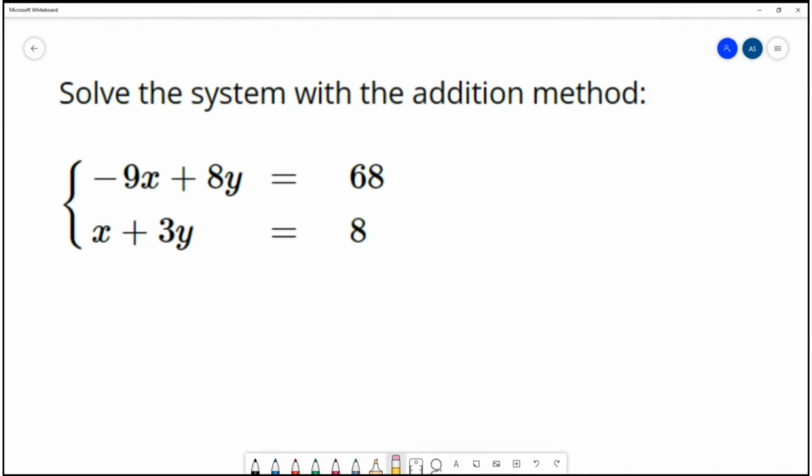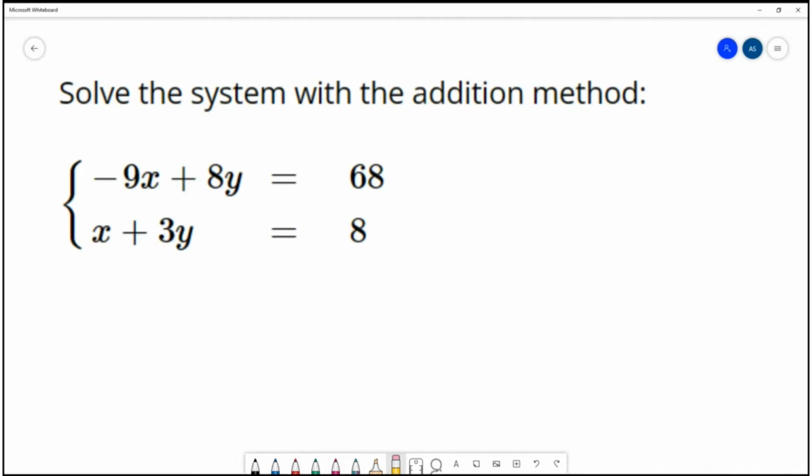On this next question, we want to solve this system with the addition method. Sometimes the addition method is also called the elimination method. Our system contains the equations negative 9x plus 8y equals 68 and x plus 3y equals 8.